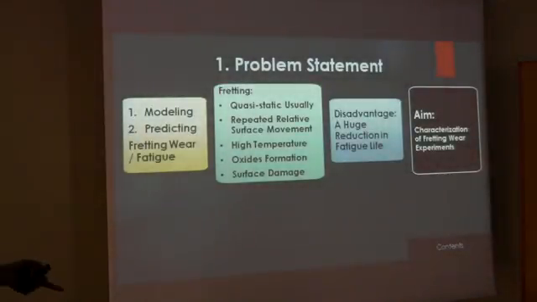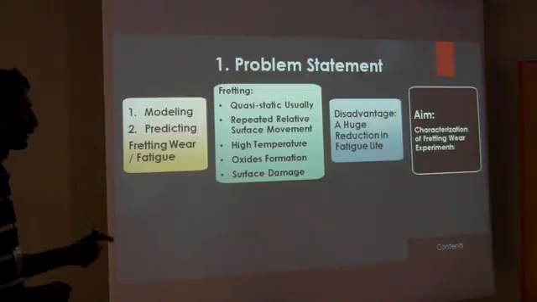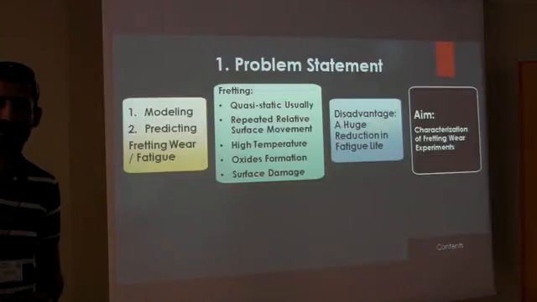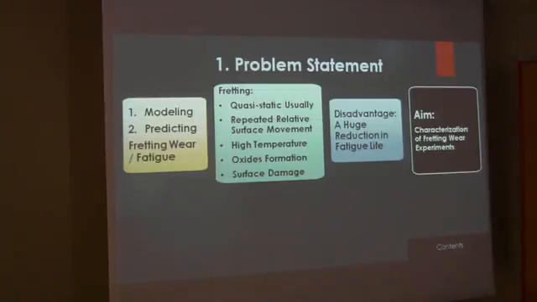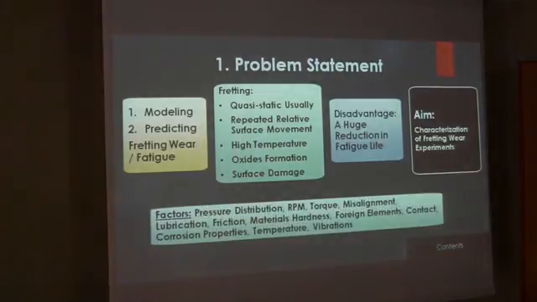In this particular research work, my aim was to characterize the fretting wear experiments. We have an apparatus, which is coming next, and we performed various experiments and interpreted them using principal component analysis. The most important parameters in fretting wear are the pressure distribution, revolutions per minute, rotational speed, applied torque, misalignment between the shafts, friction, material properties, foreign elements, corrosion properties, temperature and vibrations.